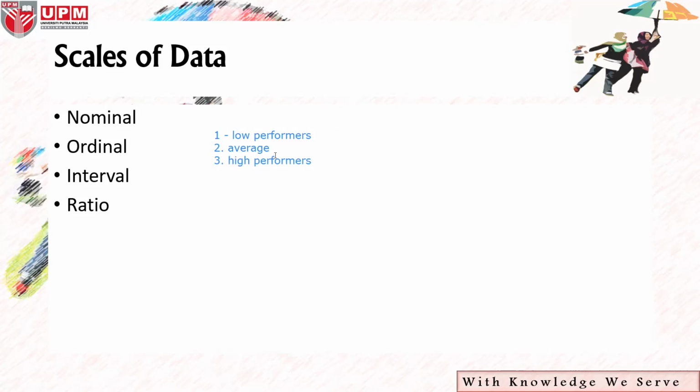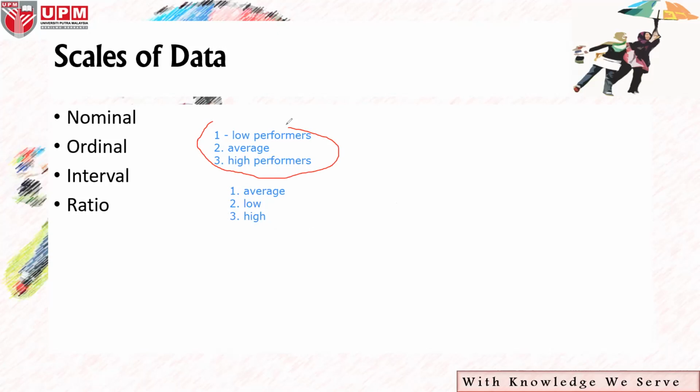Okay, so now, let's say I change it: 1 average, 2 low, 3 high. First we look at the first example. 1 low performance, 2 average, 3 high performance. So the numbering that we give starts to give meaning, ranking. We rank.